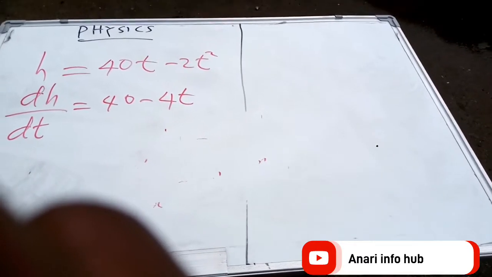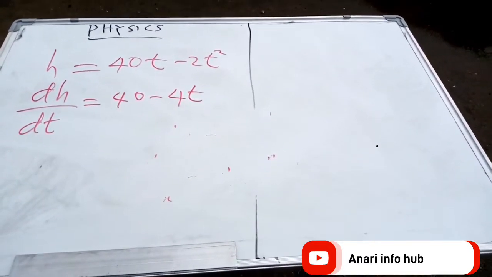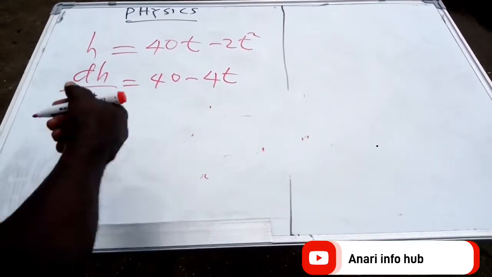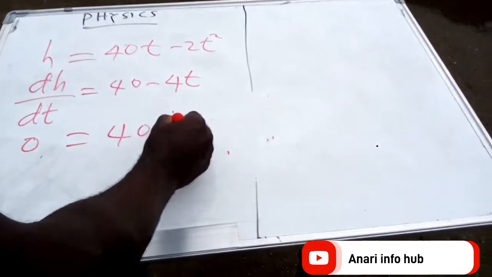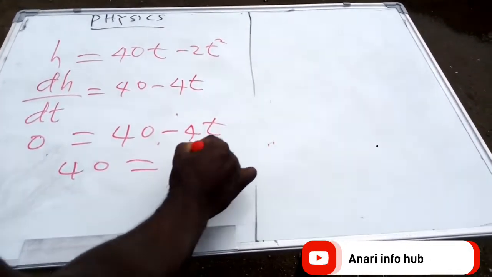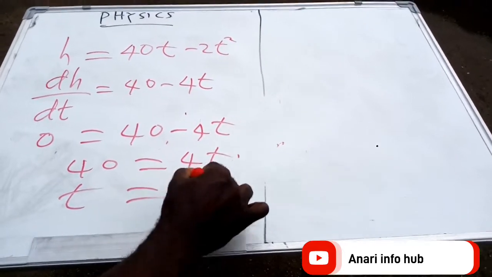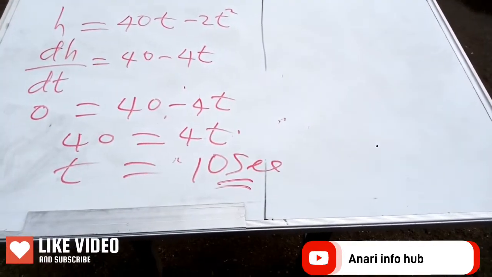Now, they say that at maximum height, dh/dt will be equal to 0. So we have that 0 is equal to 40 minus 4t. That means that 40 is equal to 4t, and our t will give us 10 seconds.